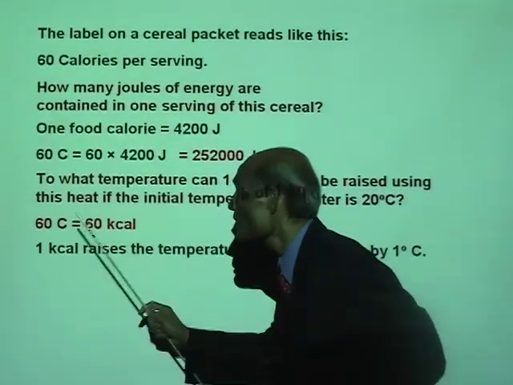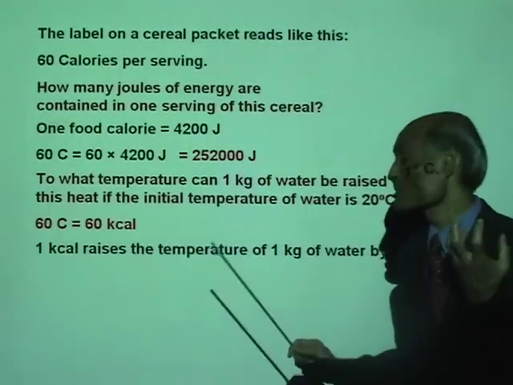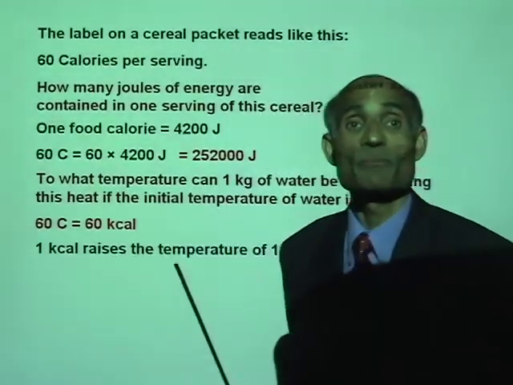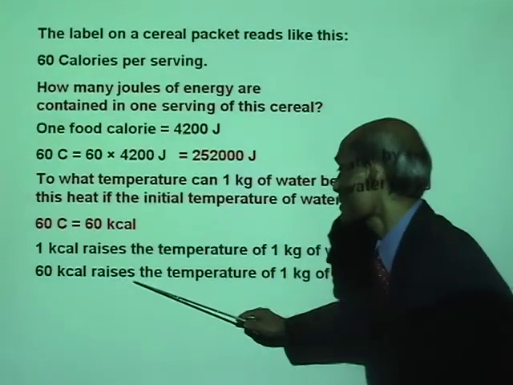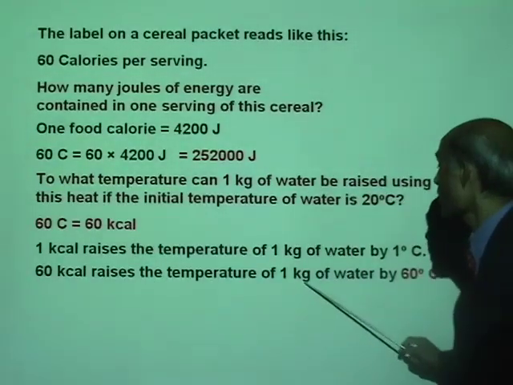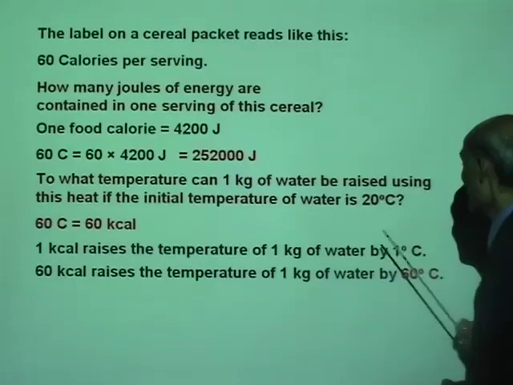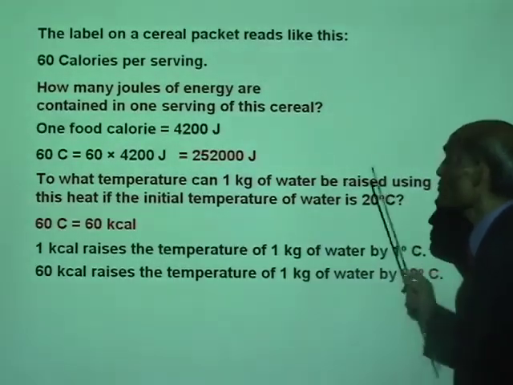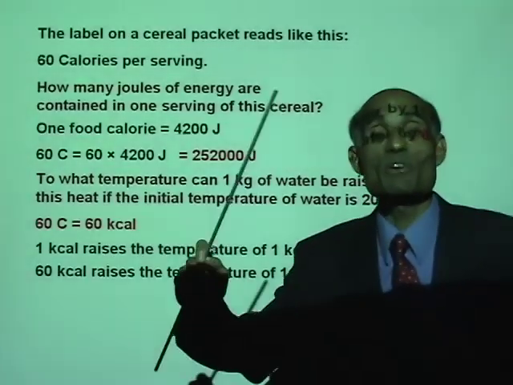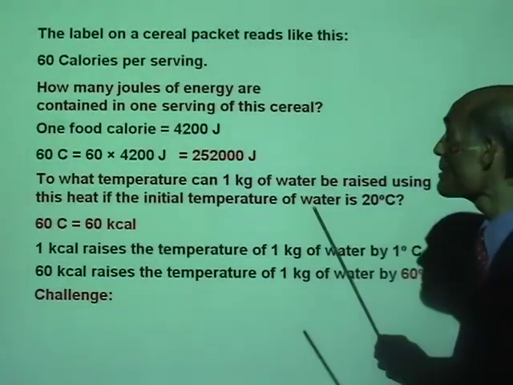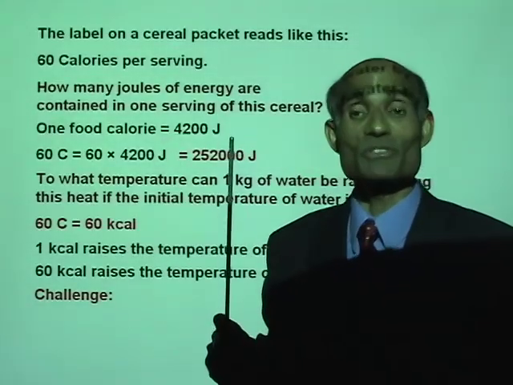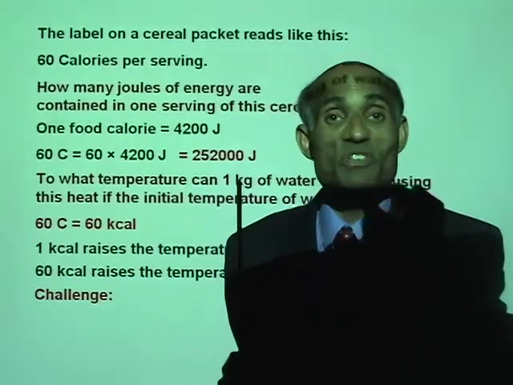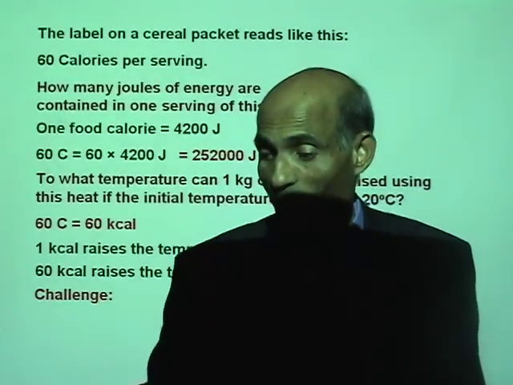Therefore, 60 kilocalories will raise the temperature of 1 kilogram by 60 degrees. So, 60 kilocalories will raise the temperature of 1 kilogram of water by 60 degrees. So, if the initial temperature is 20 degrees Celsius, the final temperature of that water will be 80 degrees Celsius. You see that? By one serving of your cereal, you can actually take 1 kilogram.